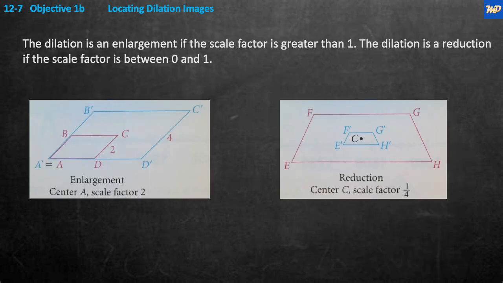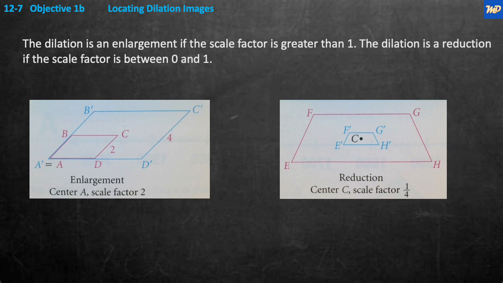Okay, and objective 1B, the next slide in this set of objective slides, locating the dilation image. The dilation is an enlargement if the scale factor is greater than 1. A dilation is a reduction if the scale factor is between 0 and 1. You know why it can't be 0, and why it cannot be 1 is because if it was 1, nothing changed. The pre-image and the image would be exactly the same. So that's why we're speaking of it in these terms.